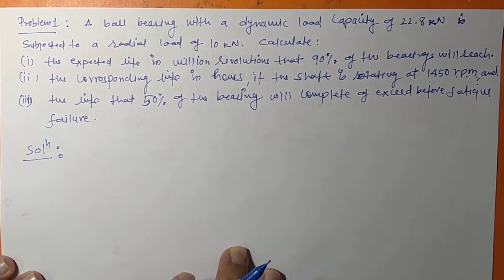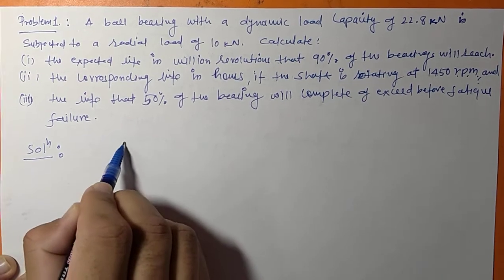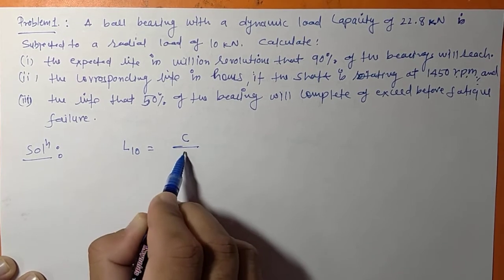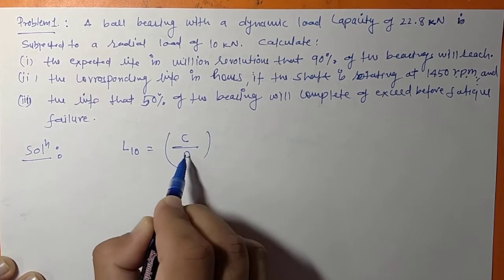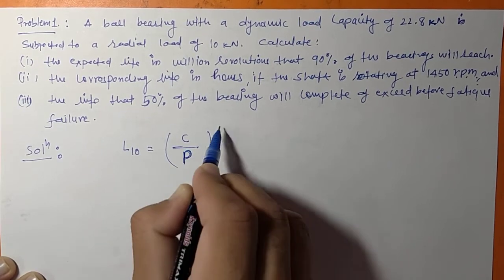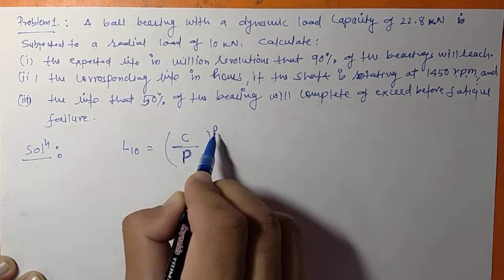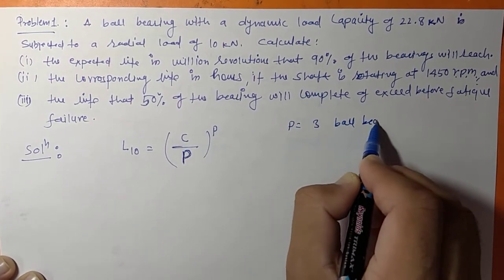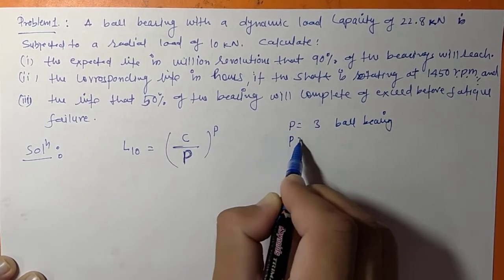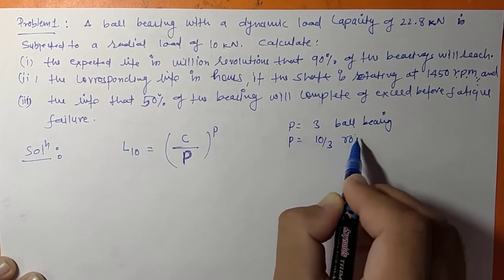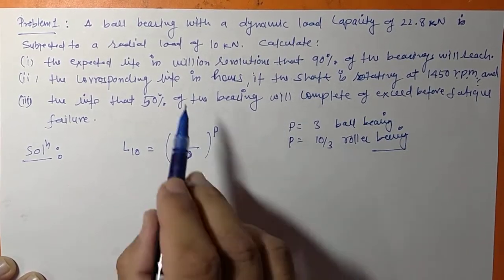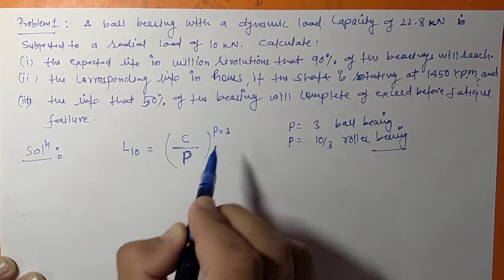So we know the relationship between L10 life and dynamic capacity, that is given by L10 equals (C, the dynamic load capacity, divided by P, the equivalent dynamic load) raised to power p. Here p equals 3 for ball bearings, and p equals 10 by 3 for roller bearings. So in this particular problem we are talking about the ball bearing, so p equals 3.